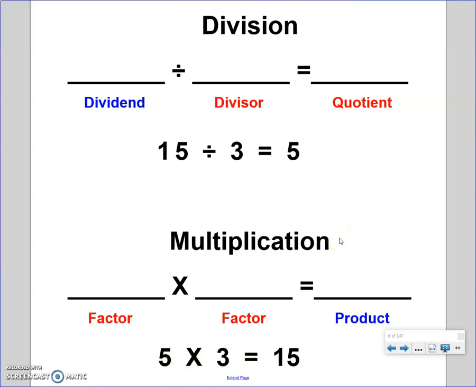This is very helpful for us because it's easy for us to think about multiplication equations, and in fact we know most of our multiplication facts, but division equations are much more difficult for us to think about. So we can always use a multiplication equation to help us think about a division equation.